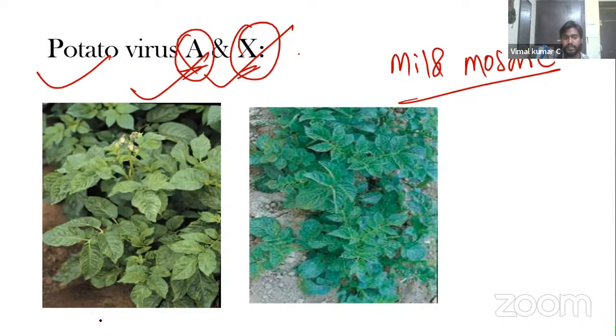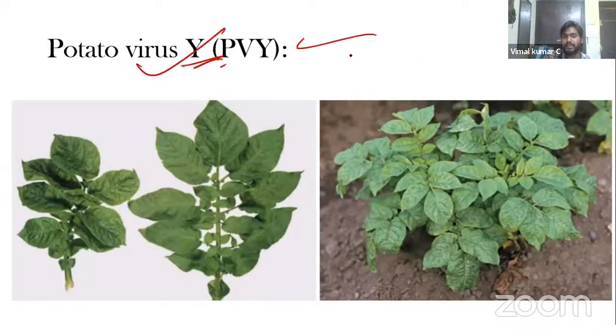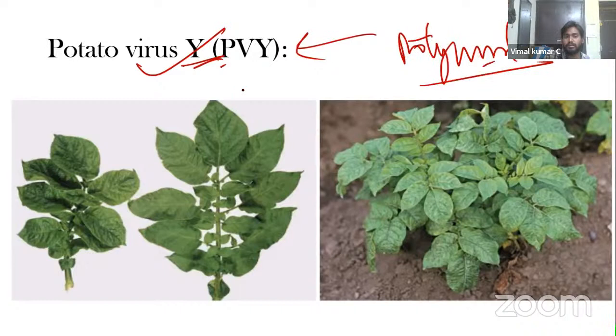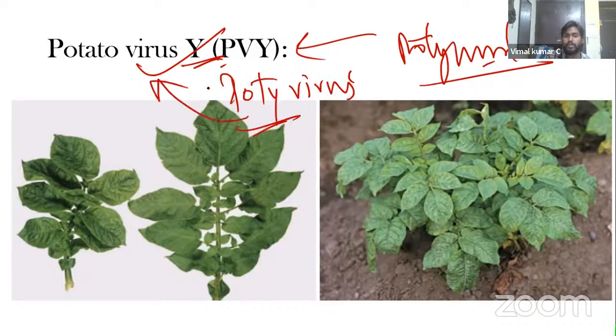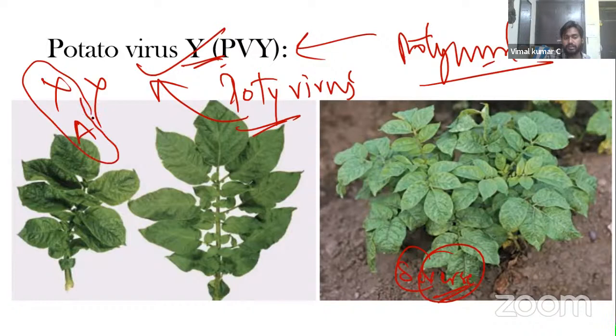If you check for potato virus Y, species Y, it is also Potyviridae, a potyvirus. So that is nothing but potato virus Y, and the short form is called potyvirus. It will cause severe mosaic. So you should differentiate between potato virus X and potato virus Y and A. X and A will cause mild mosaic, and Y will cause severe mosaic. So the yield reduction will be very high.